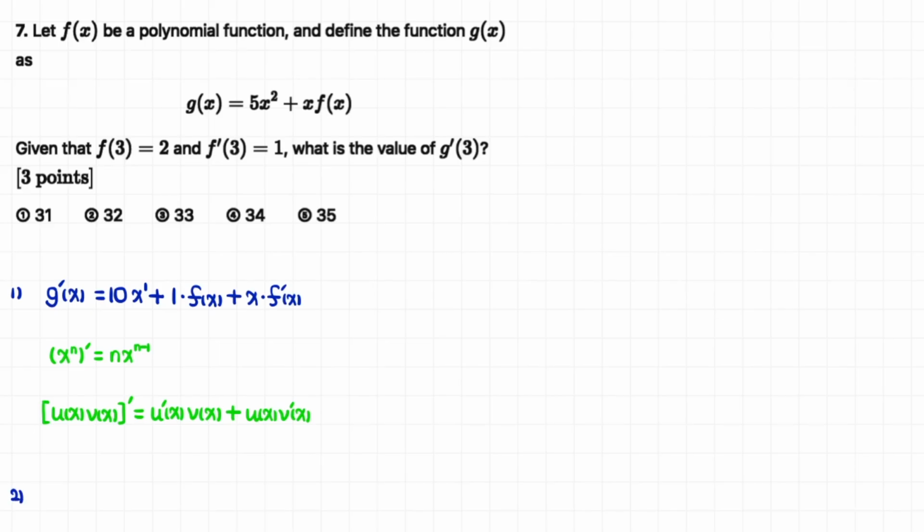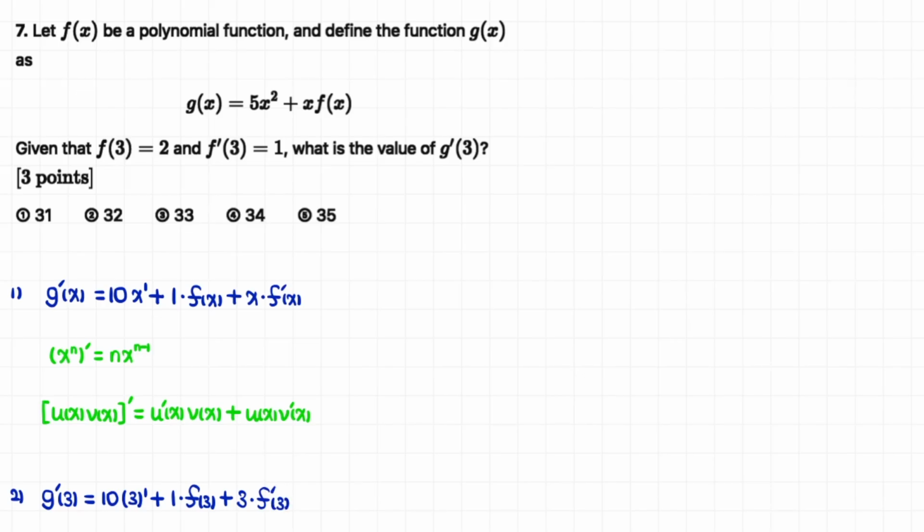Now the second step. The problem is asking us to find g prime of 3. It totally makes sense to just plug in x equals 3 into the equation we just found for g prime of x. That's the next obvious step. Alright, let's go ahead and substitute 3 into both sides. g prime of 3 equals 10 times 3 to the power of 1 plus 1 times f of 3 plus 3 times f prime of 3.